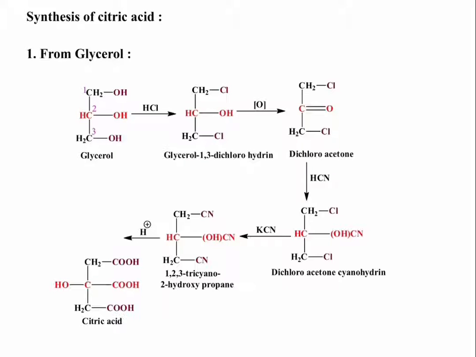So glycerol is first treated with hydrochloric acid to form glycerol 1,3-dichlorohydrin. So the first and third carbons are involved in the reaction. It undergoes oxidation to form dichloroacetone. This is treated with HCN, so the carbonyl group converts to cyanohydrin, which is treated with potassium cyanide to form 1,2,3-tricyano-2-hydroxypropane. It undergoes hydrolysis to form citric acid.